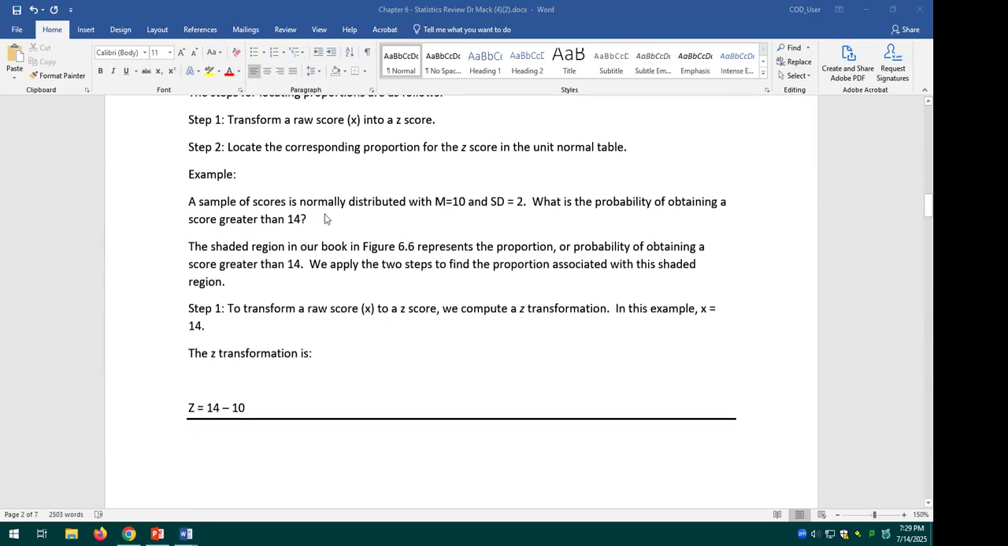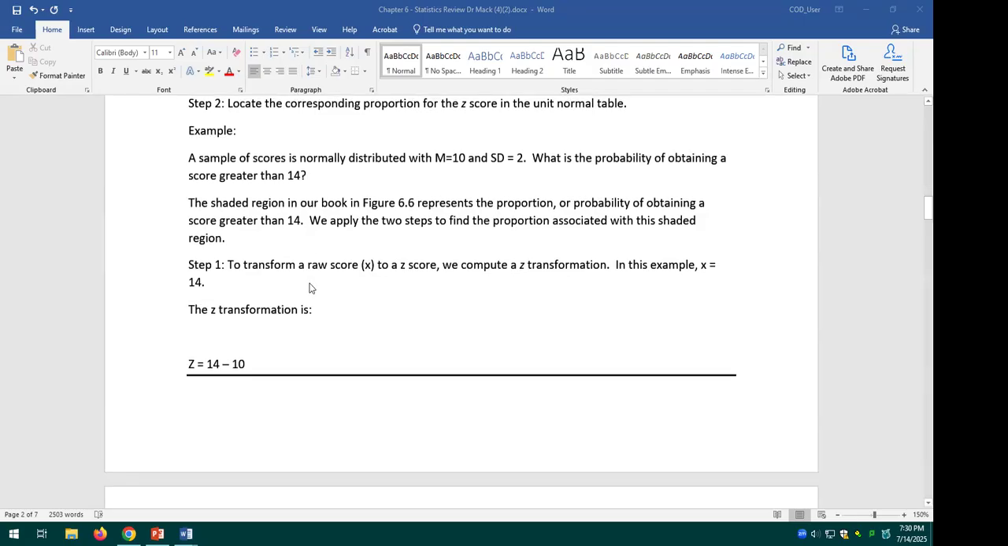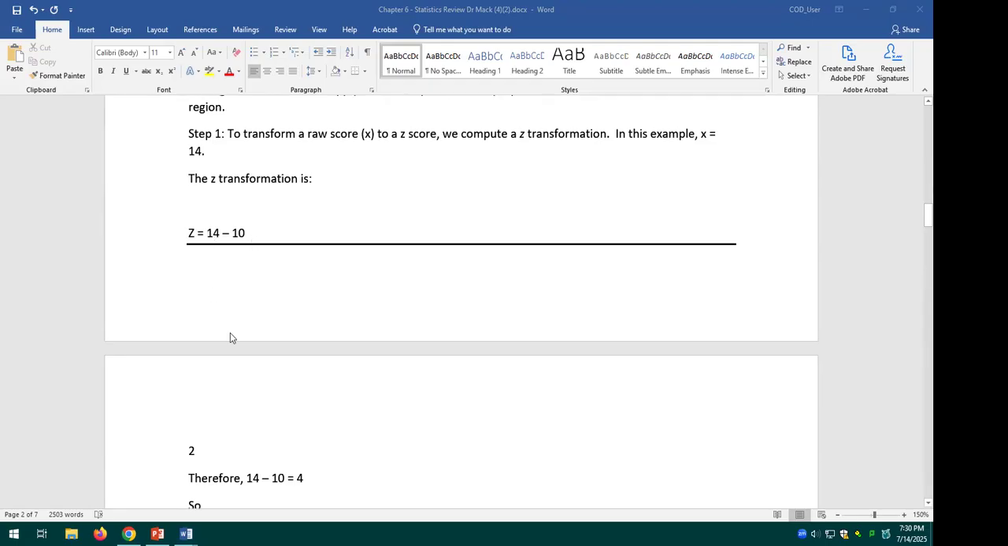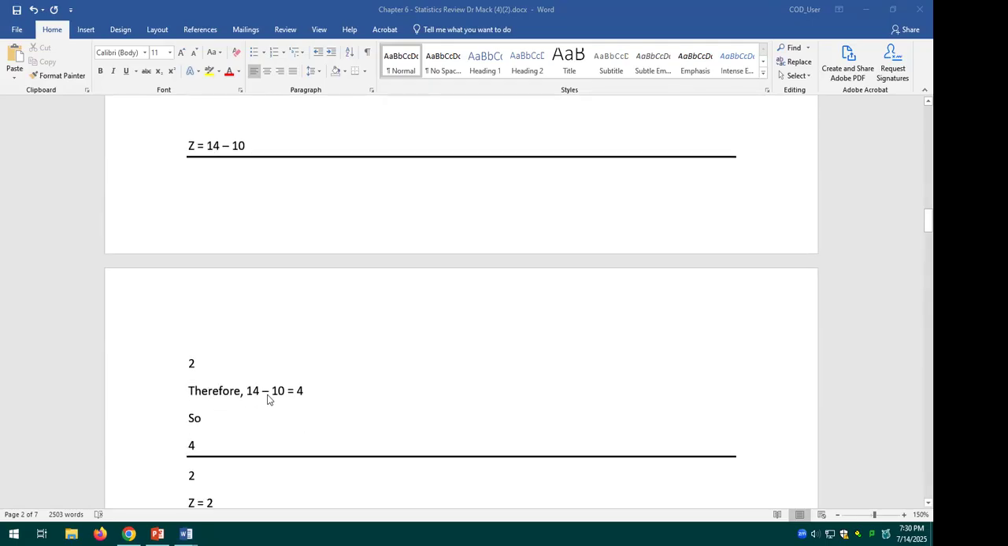Example: a sample of scores is normally distributed with M equal to 10 and standard deviation equal to 2. What is the probability of obtaining a score greater than 14? So our math changes a little bit. The shaded region in Figure 6.6 represents the proportion or probability of obtaining a score greater than 14. We apply two steps to find the proportion associated with the shaded region. Step 1, transform the raw score x to a z-score. X is 14. The z transformation is 14 minus 10 divided by 2. So 14 minus 10 is 4, and 4 divided by 2, z is 2.